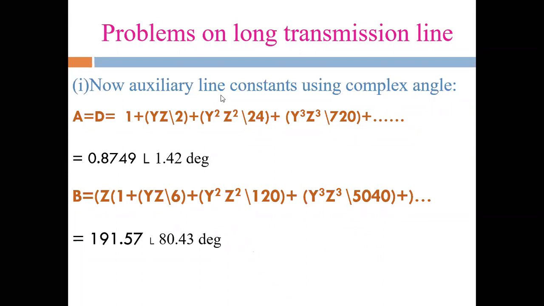Then we simplify those values. Then we obtain 0.8749 at an angle of 1.42 degrees. After substitution of the YZ, Y square Z square and Y cube Z cube values in that formula, we calculate that A is equal to D is equal to 0.8749 at an angle of 1.42 degrees.